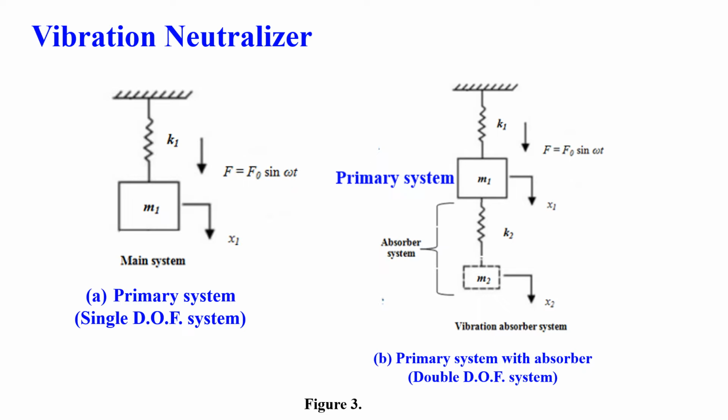To convert this primary system into a vibration neutralizer, we have attached the secondary mass using a spring having stiffness K2 to the primary system and the system becomes a double degree of freedom system. Here the excitation force is acting on the mass M1 in the downward direction, that is F naught sine omega t. In the excitation force, F naught is the amplitude of force and omega is the excitation frequency, and there is no force on the secondary spring mass system.